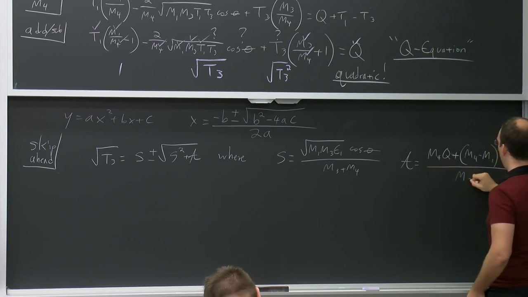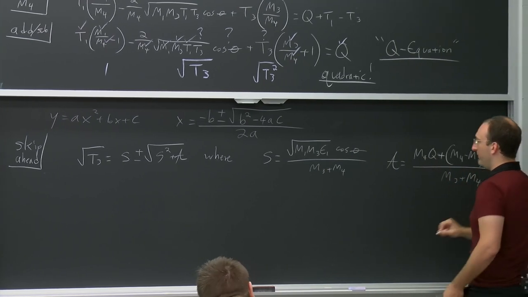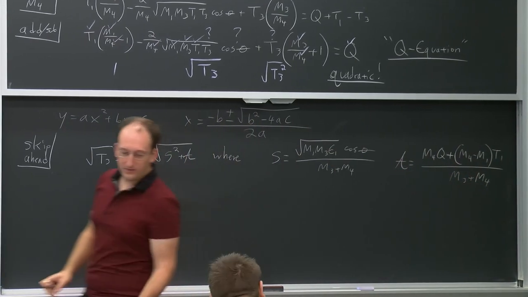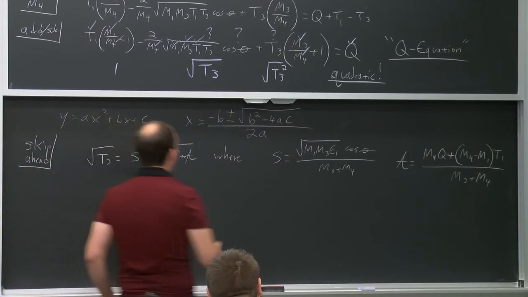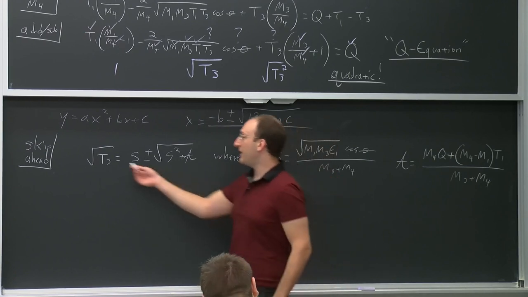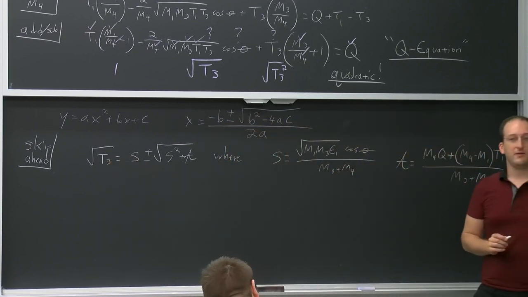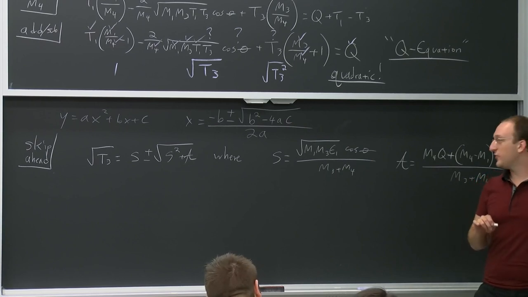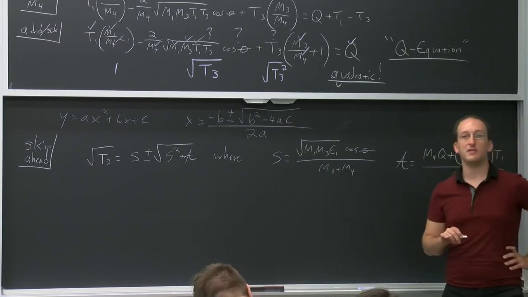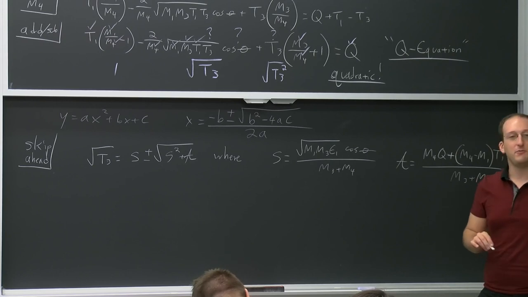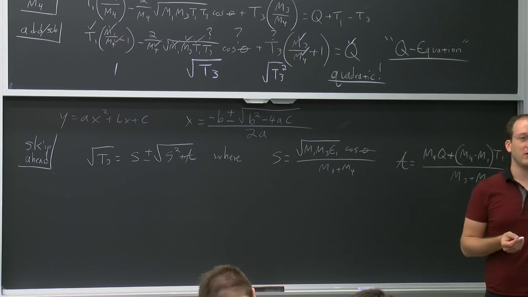Over M3 plus M4. So these are the roots of this equation. This is how you can actually relate the kinetic energy of the outgoing particle directly to the angle. I want to let that sink in just for a minute. Stop here and check to see if there's any questions on the derivation before we start to use it to do something a little more concrete.